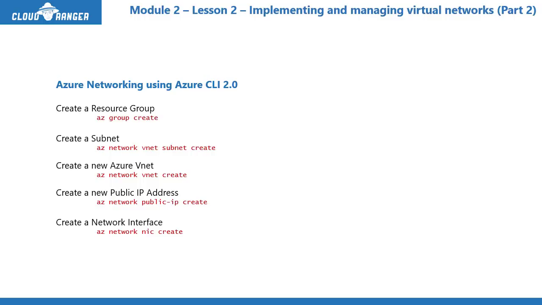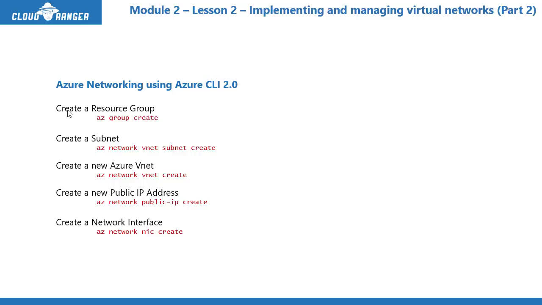So this is going to be Azure networking using the Azure CLI 2.0. So CLI has been around for a little while. There's version 1 something, and now it's version 2. So you should be using that. Similar to the previous one, you can notice the similarities here, right?